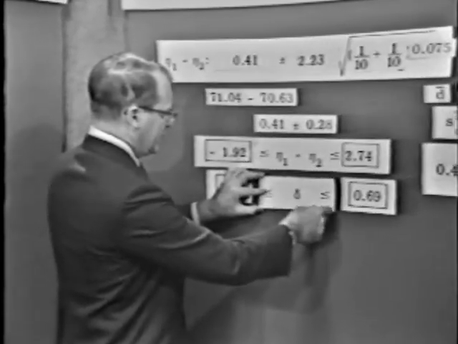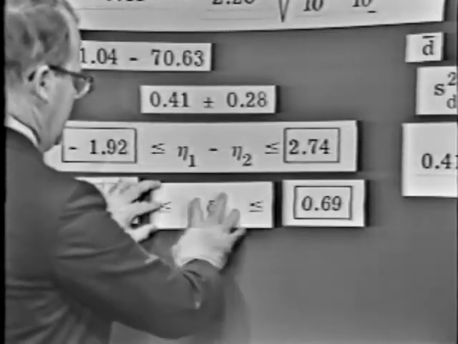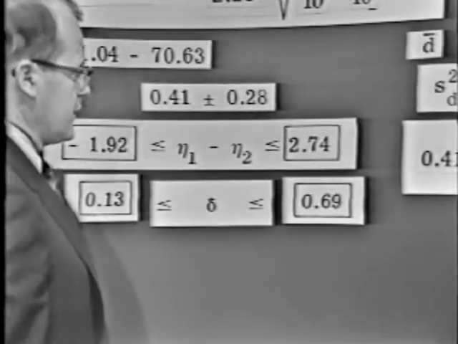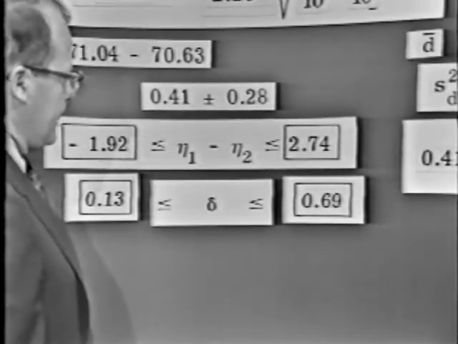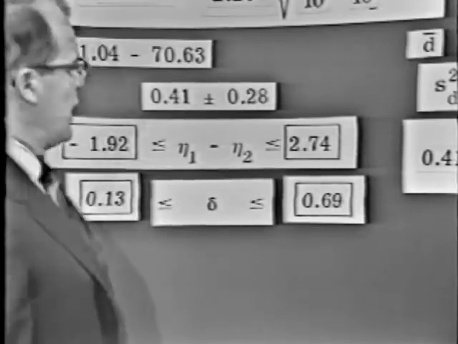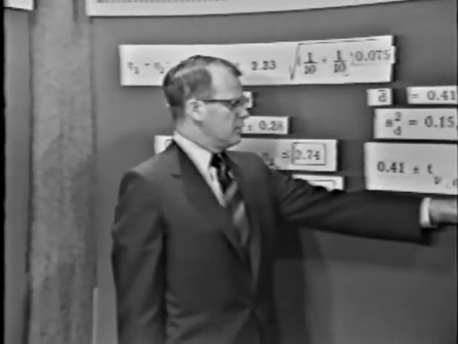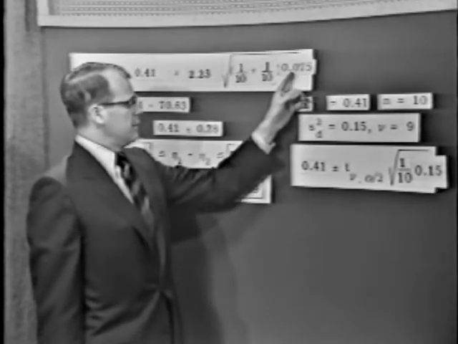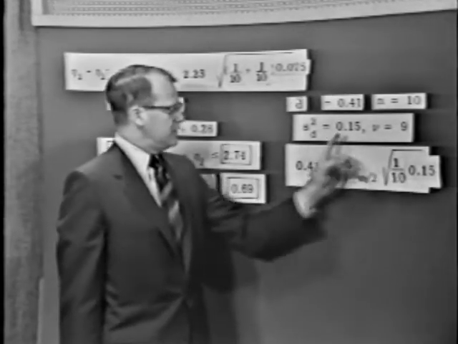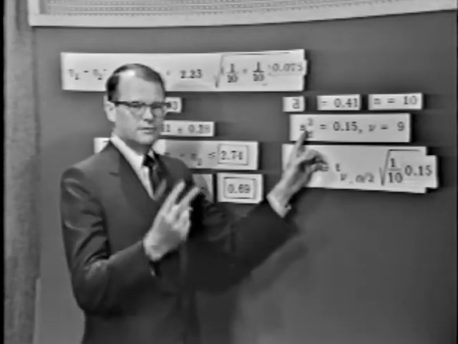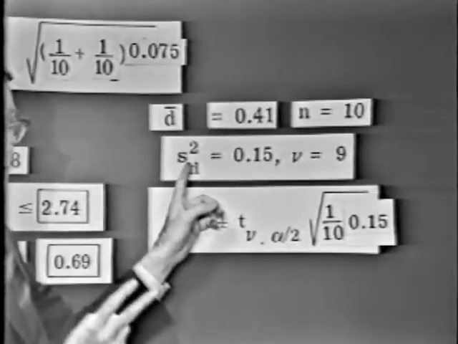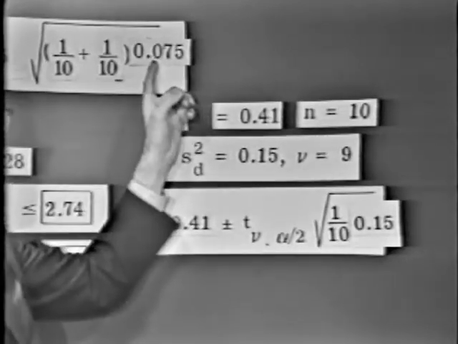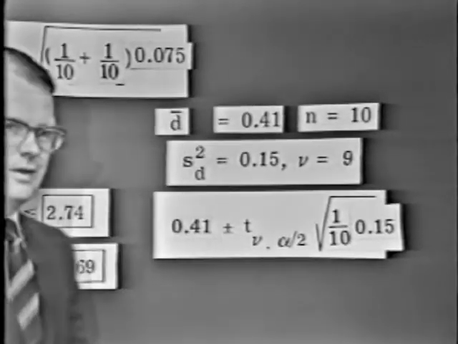We would say in this case that all values of delta which fell within these limits were not contradicted by the data. One interesting thing comes to mind here. Why is this s squared equal to 0.15 and this s squared equal to 0.075? This is the s squared based on the differences, and the variance of a difference is 2 sigma squared. Well, of course, this estimate will be twice this estimate. This is the estimate of the variance of the observations.